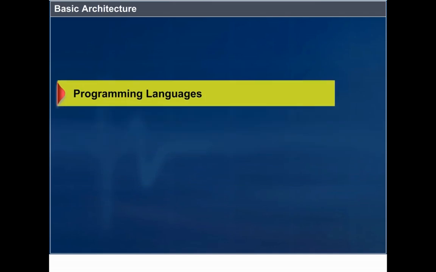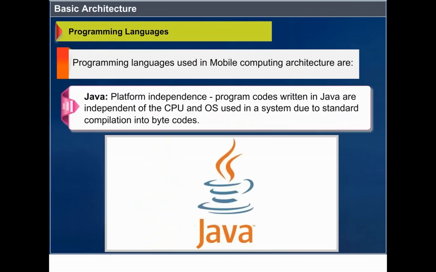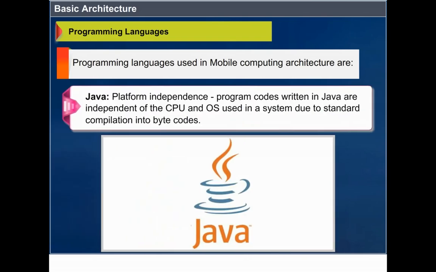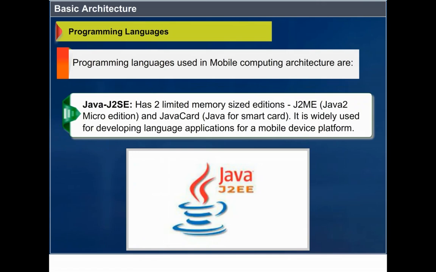Programming languages. Programming languages used in mobile computing architecture are Java. Platform independence. Program codes written in Java are independent of the CPU and OS used in a system due to standard compilation into bytecode. Java J2SE has two limited memory-sized editions, J2ME, Java 2 Micro Edition, and Java Card, Java for Smart Card.